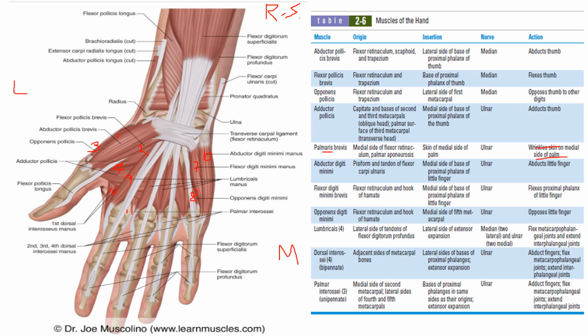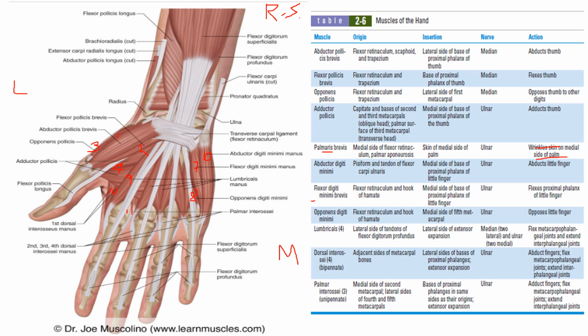Adjacent to it, more lateral, is the flexor digiti minimi brevis. The flexor digiti minimi brevis originates from the flexor retinaculum and the hook of the hamate, and it inserts into the medial side of the base of the proximal phalanx, also of the little finger. Innervated by the ulnar nerve, it functions to flex the proximal phalanx of the little finger.